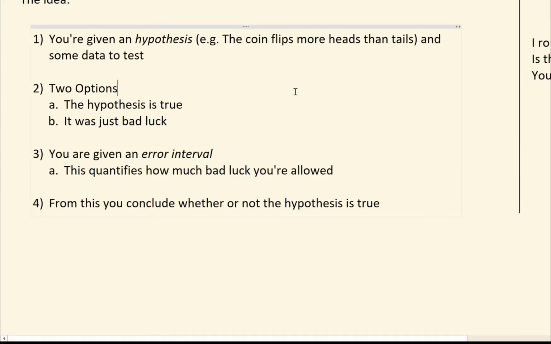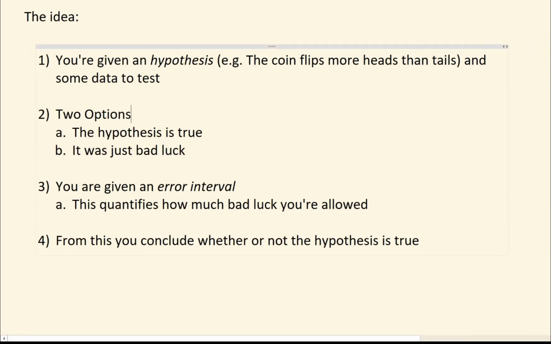So every question kind of runs the same way. You basically have 4 steps. You're given some sort of hypothesis, in this case, the coin flips more heads than tails. You're also always given some data to test. For example, I flipped 20 coins and got 18 heads.